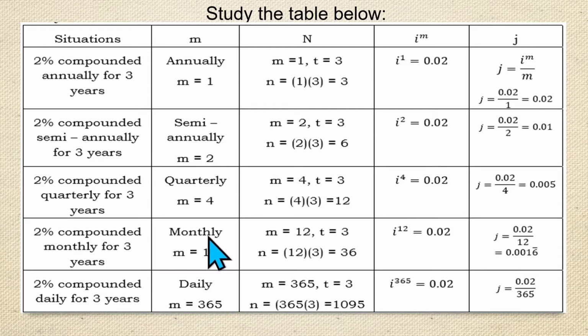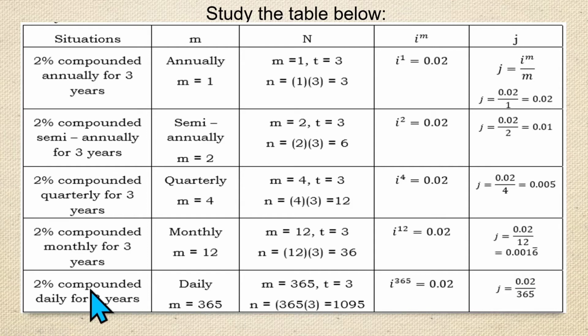And then on the fourth situation, it is compounded monthly for 3 years. When we say monthly, there are 12 months in a year, so it is compounded 12 times. So m is equal to 12. Then again, n is equal to m times t. So m is 12 and t is 3. So 12 times 3 is 36. So the im will become I12 is equal to 0.02, which is 2% again. And then the j will be 0.02 divided by 12. We will have 0.0016 and so on.